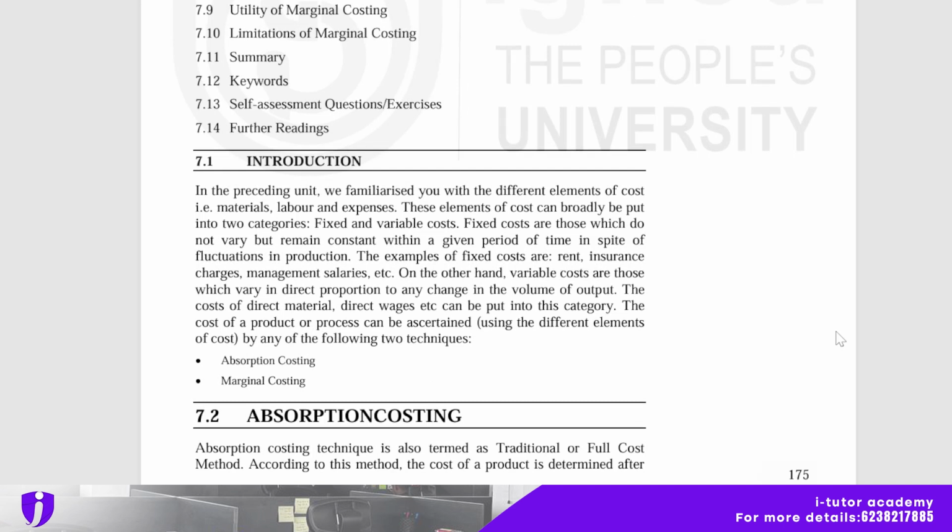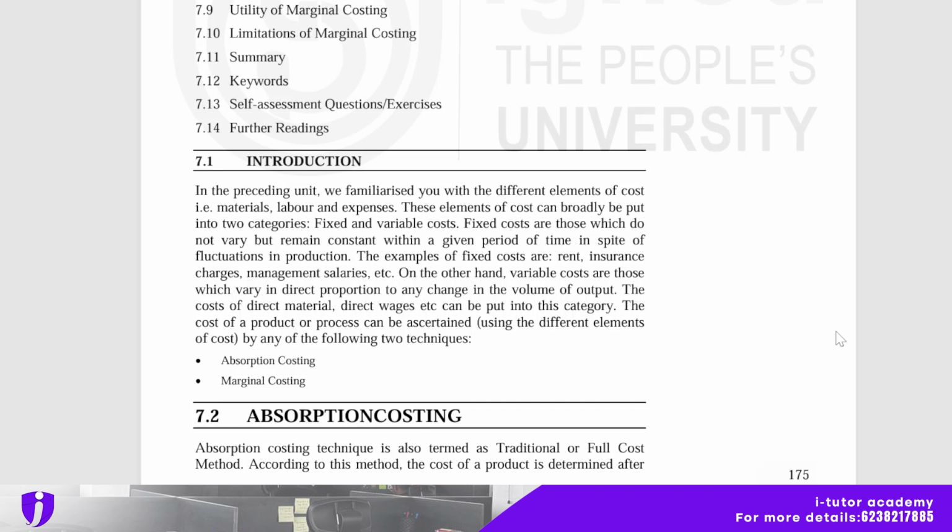In the preceding unit, we familiarized you with the different elements of cost, that is material, labor and expense. These elements of cost can broadly be put in two categories, that is fixed and variable cost. Fixed costs are those which do not vary but remain constant within a given period of time in spite of fluctuation in production. The examples of fixed costs are rent, insurance charges, management salaries, etc. On the other hand, the variable costs are those which vary in direct proportion to any change in the volume of output. The cost of direct material, direct wages, etc. can be put into this category.